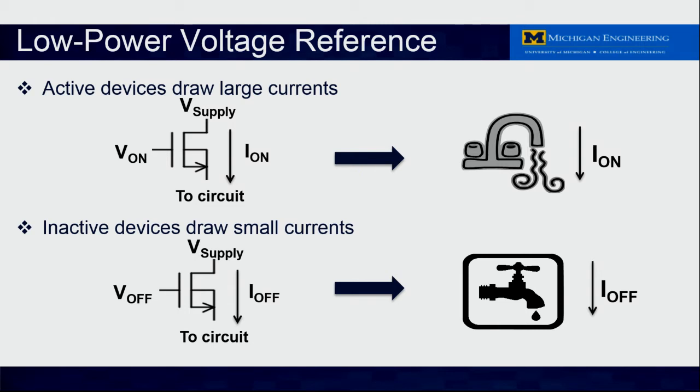Conventional voltage references often utilize active transistors, and these references persistently consume large amounts of power. We therefore consider the design of a voltage reference that uses an off-state transistor to drastically reduce the power consumption of the design.